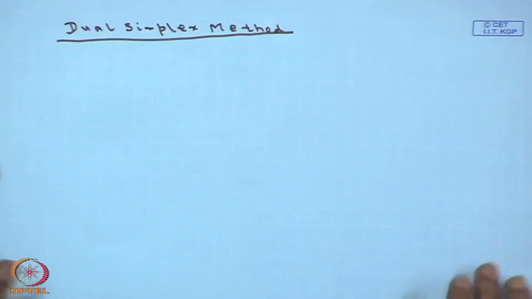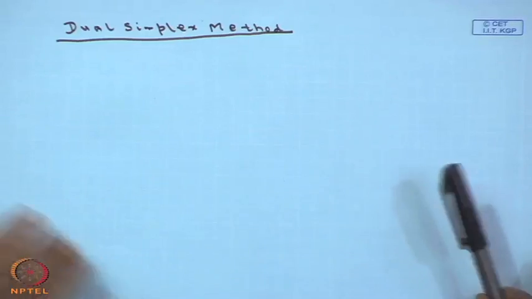Why are we going for the dual simplex method? We are going for it because if I want to solve the dual problem directly, how do I solve it instead of converting it to the canonical form? Now, think about the simplex method. In the simplex method, what do we do?